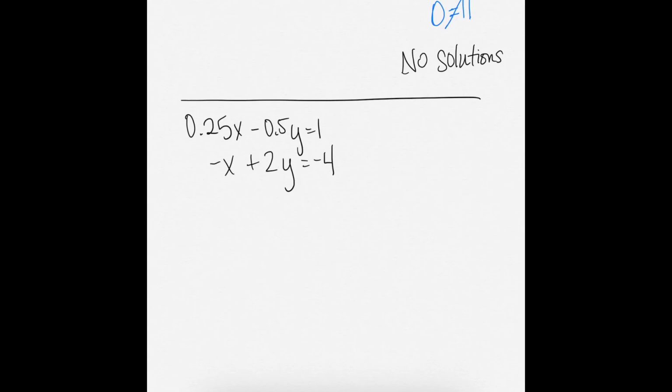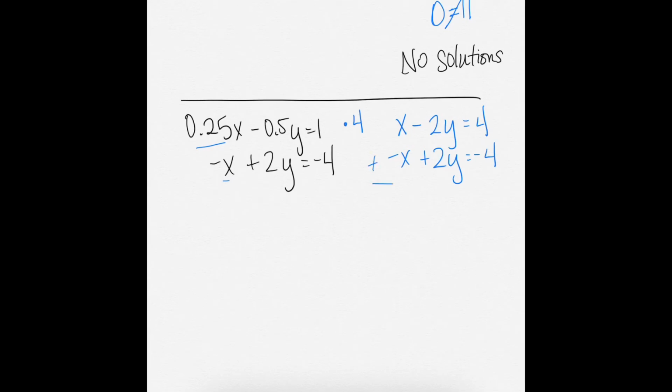All right, so I don't want to deal with fractions. I noticed that I have 0.25. If I multiply by 4, I'm going to get 1 whole, and that will give me an additive inverse with my x's. So I'm going to multiply this line by 4. I'll get x minus 0.5 times 4 is 2y, and then 1 times 4 is 4. So that's my first equation, multiplied through by 4. My second equation, I'm just going to keep as is.